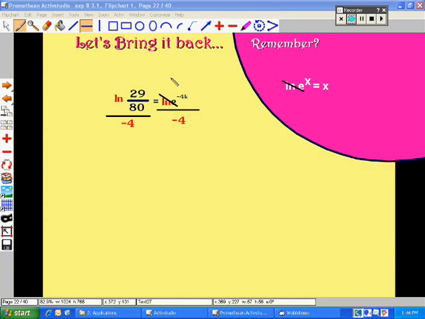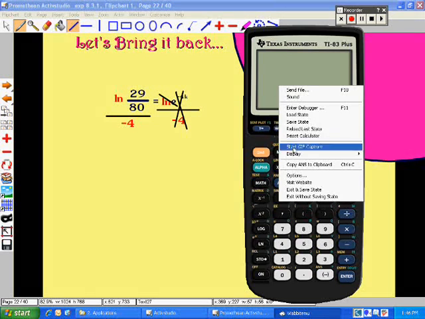Okay, so I divide by negative 4 on both sides. The negative 4's cancel out. So I'm left with the natural log of 29 divided by 80, all divided by negative 4, is equal to k. So how do we type this in the calculator?